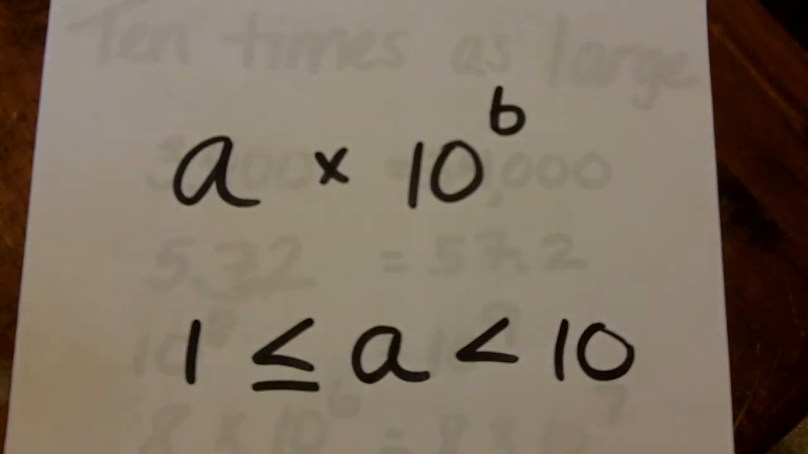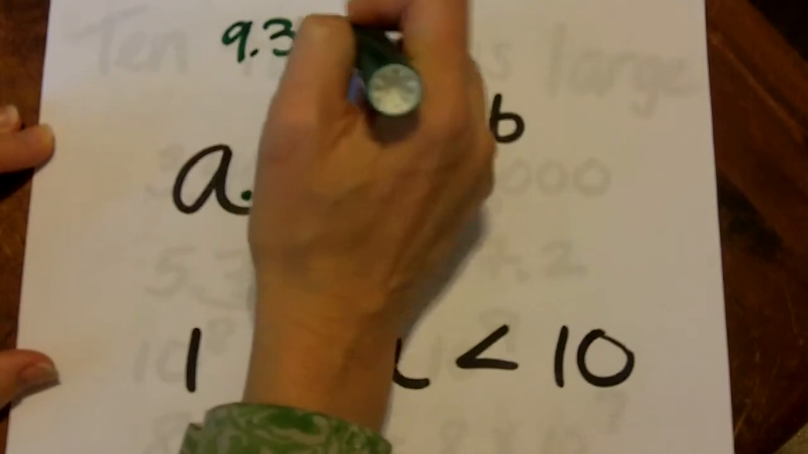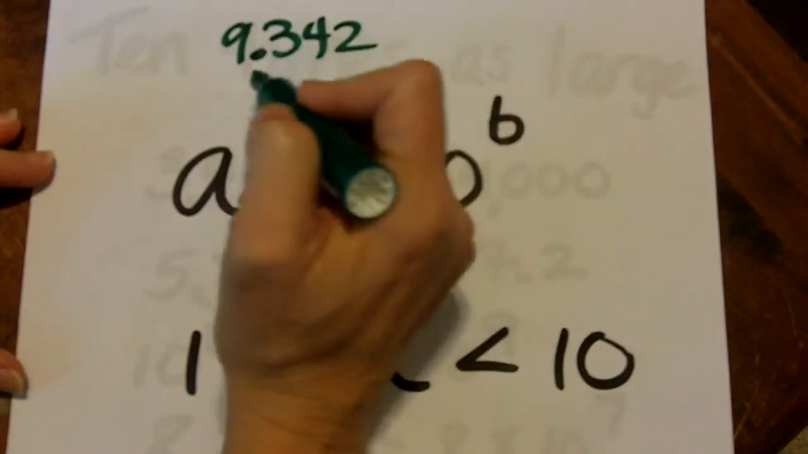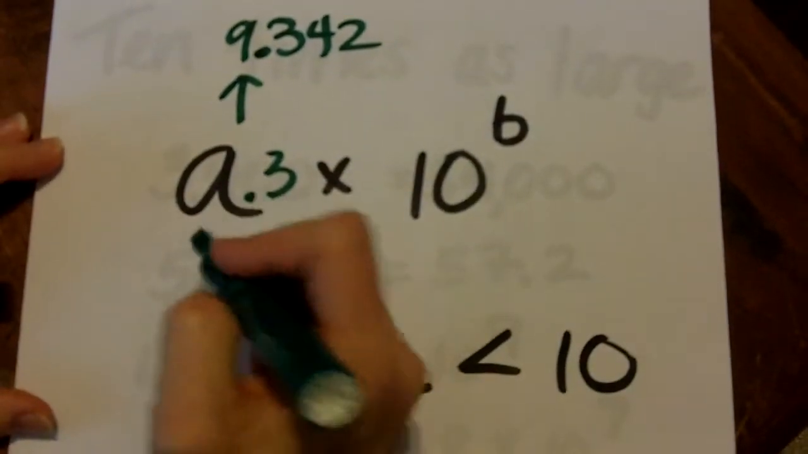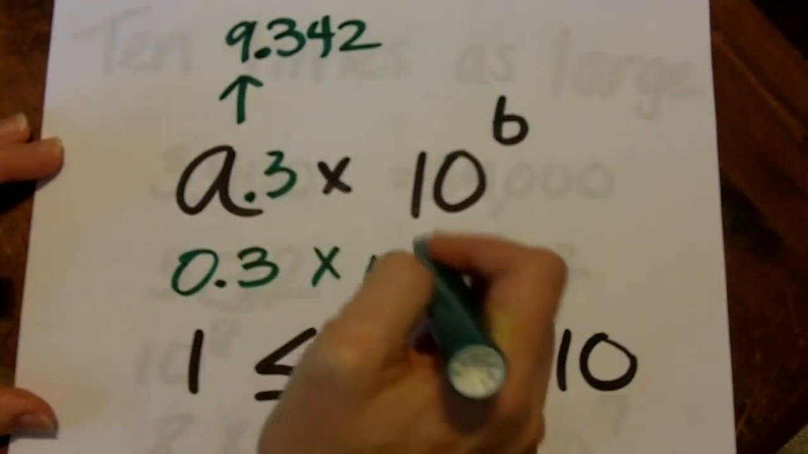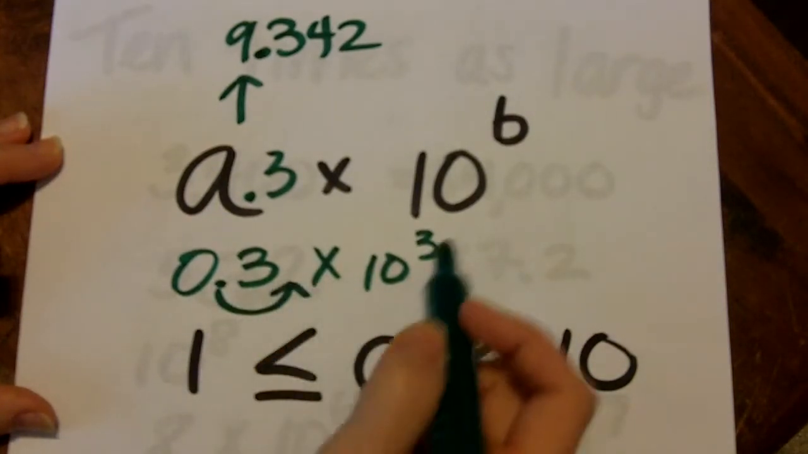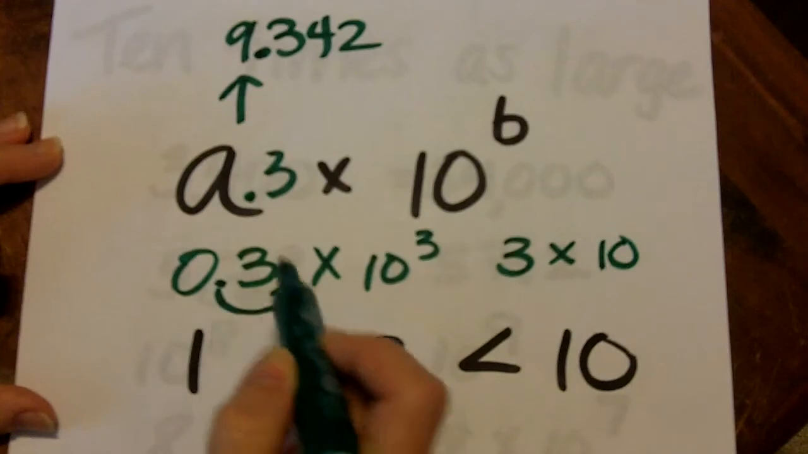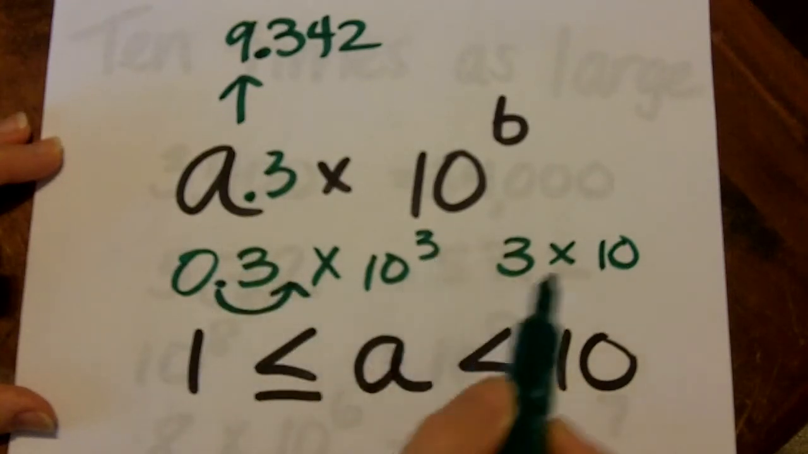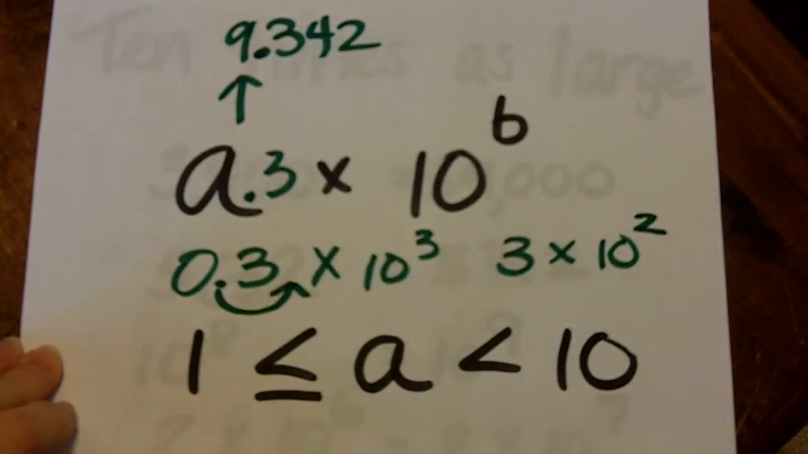Now, it can be a 0.3 or anything like that, 9.342, and go on and on and on forever. But the point is that only one number is to the left of the decimal, and you have to have one number to the left of the decimal. So if you had 0.3 times 10 cubed, it would not be in proper scientific notation form. You would need to move that decimal over to the right and make it 3 times, and because you've made this small number bigger, you're going to make this exponent smaller by 1. But we'll be talking about that quite a bit. But that is the basic rule.